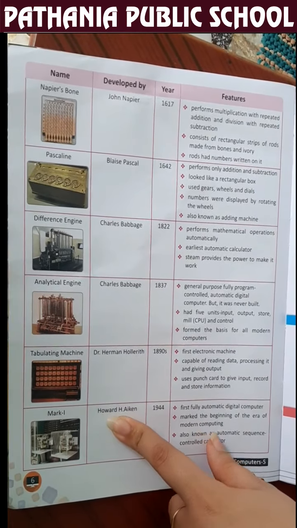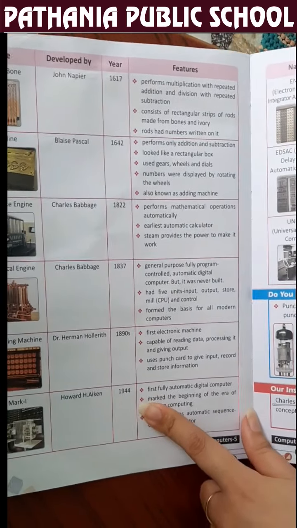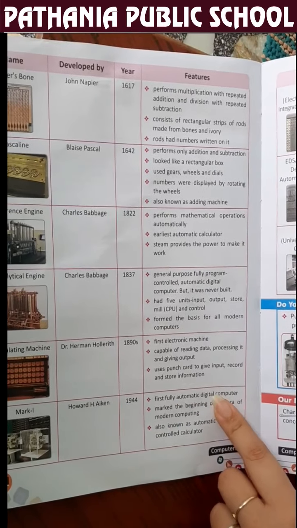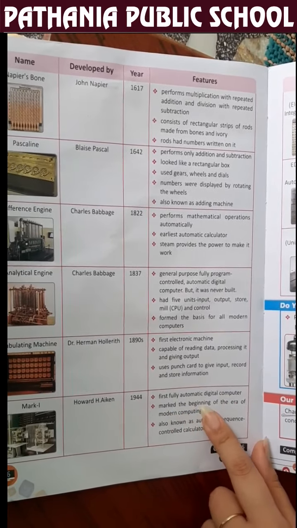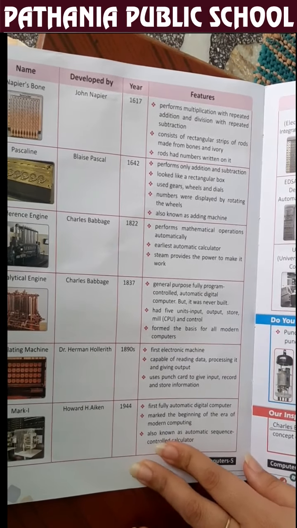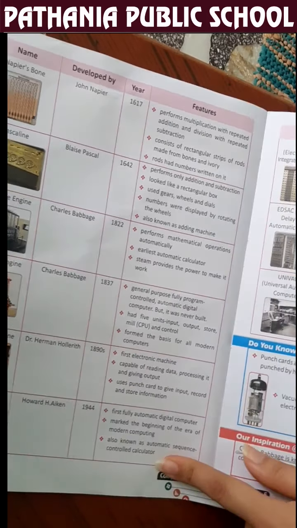The last one is Mark I, which was developed by Howard H. Aiken in 1944, and it also has some features. It was the first fully automatic digital computer which marked the beginning of the era of modern computing, and it is also known as the Automatic Sequence Control Calculator.